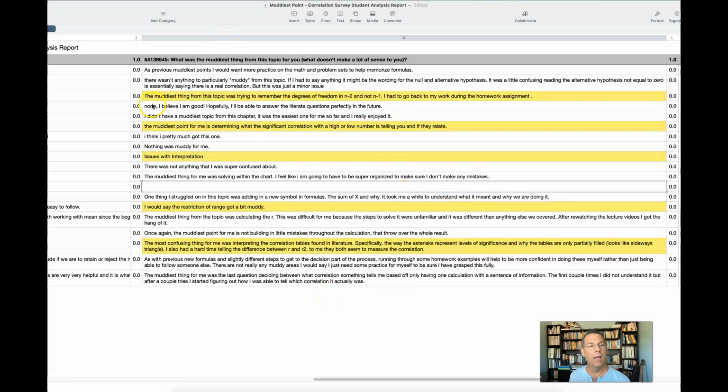First thing we've got, the muddy point from this topic was trying to remember the degrees of freedom is n-2, not n-1. Had to go back to my work during the homework assignment. Yeah, I would definitely recommend for all of you, if we've got the final exam left, you are going to do calculations only on the correlation, the ANOVA, and the chi-square.